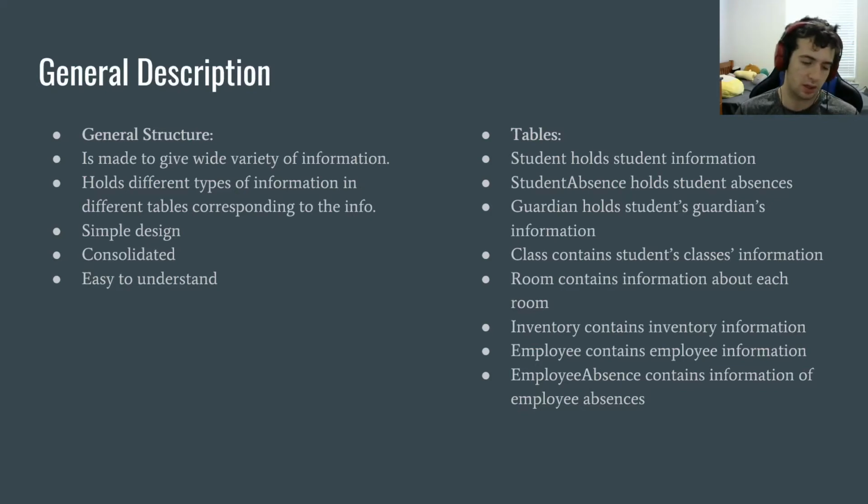So it contains the number of desks in a room, the number of computers in a computer lab, important things like that. Employee contains employee information. So their salary, their name, their date of hiring, important things like that. And finally, employee absence contains information on employee absences.